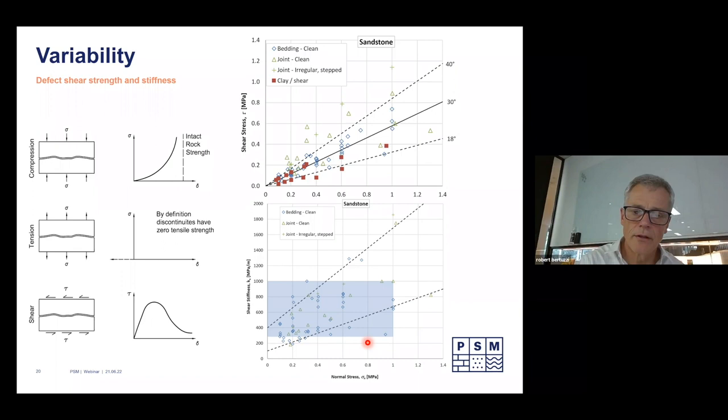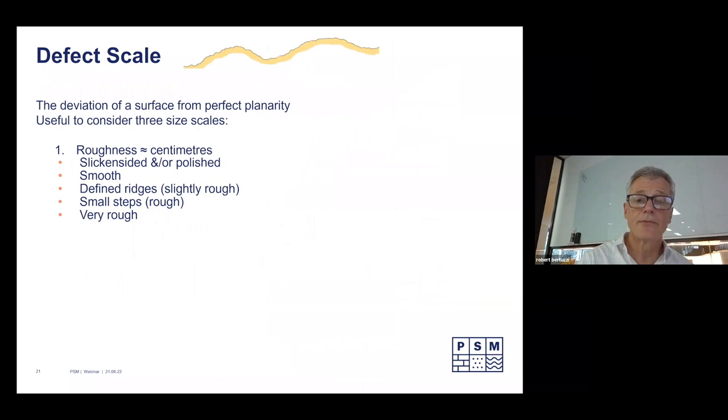So the pragmatic approach is to sample what you can, and sampling a natural defect in the core is hard enough. On a rock exposure, it's very problematic. But you grab that sample and you test it as is, and then you account for the scale of the problem, the scale of the defect that's in question, by adding, if necessary, to that friction angle that you've recorded in the laboratory. So we've looked at the small scale contribution.